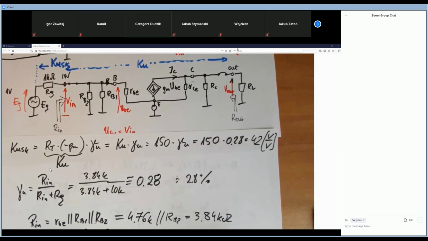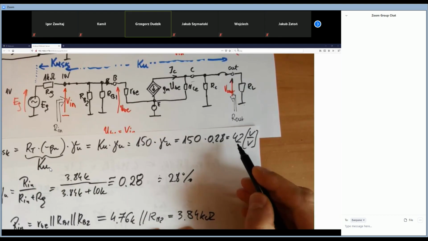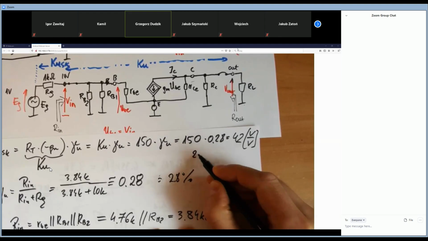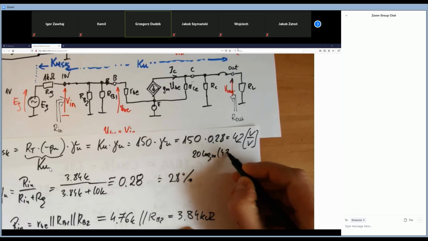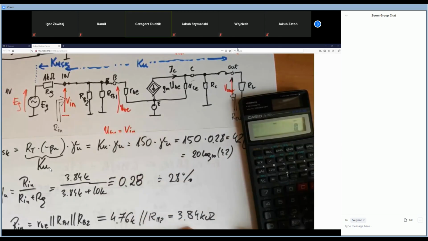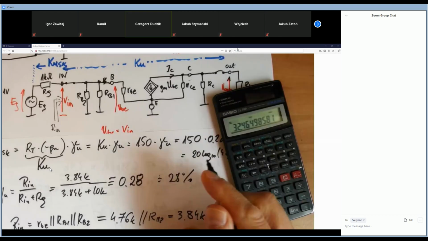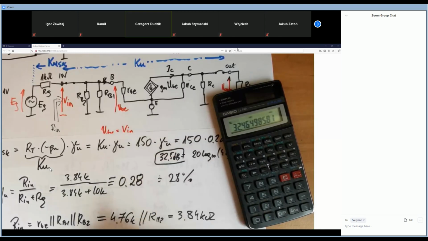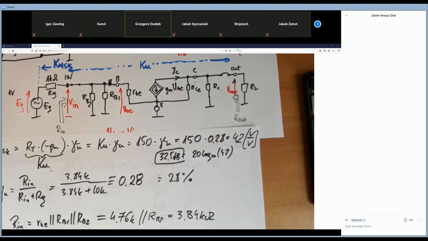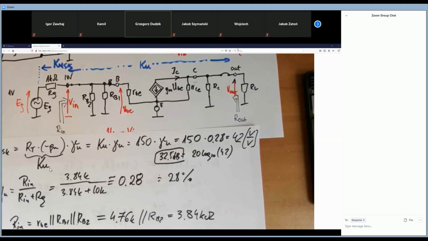And the last thing, what is the gain? 22 gain. In decibels, it is 20 log of 22. It is around 32.5 decibels. Okay, that's the gain here. 22 times, and this is in decibel scale, 32.5 decibels. Okay, great.